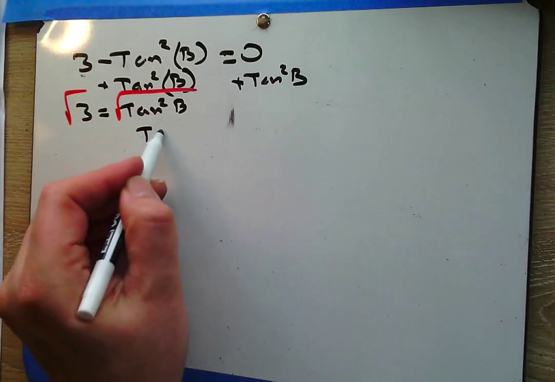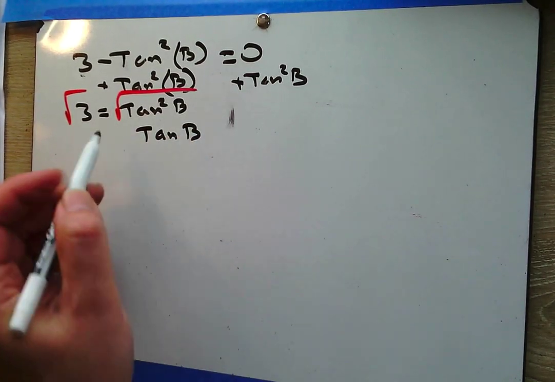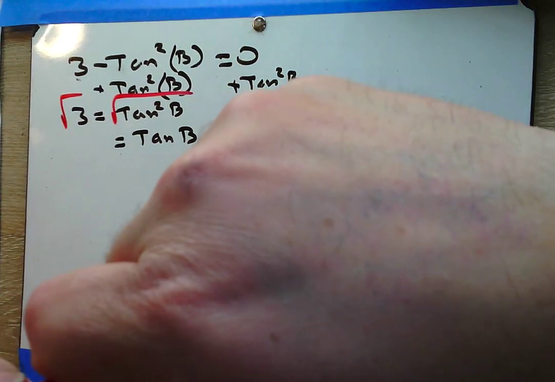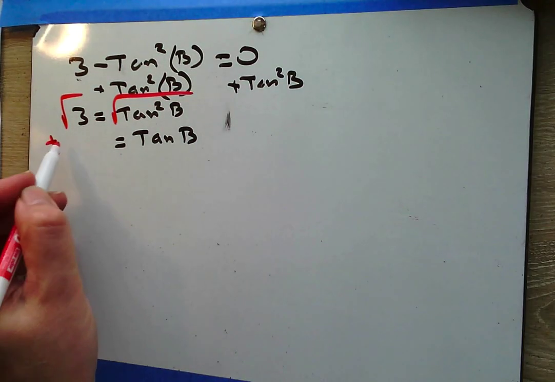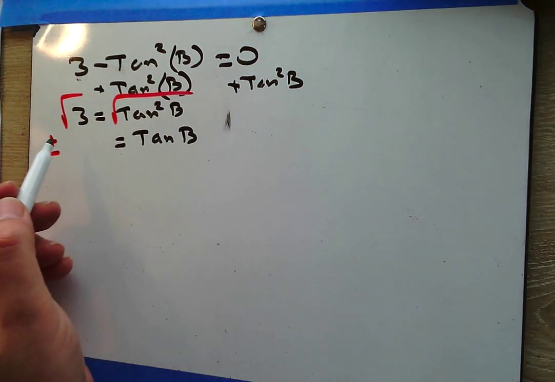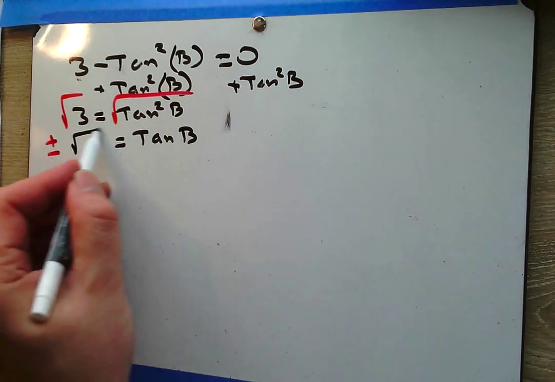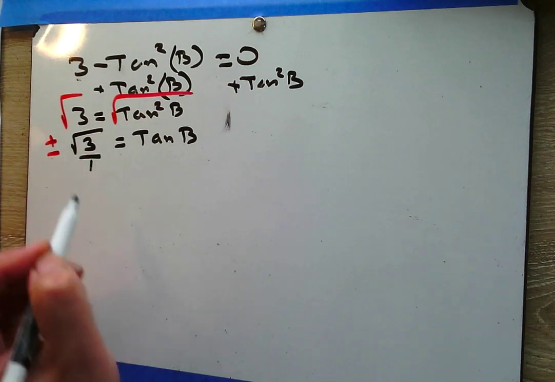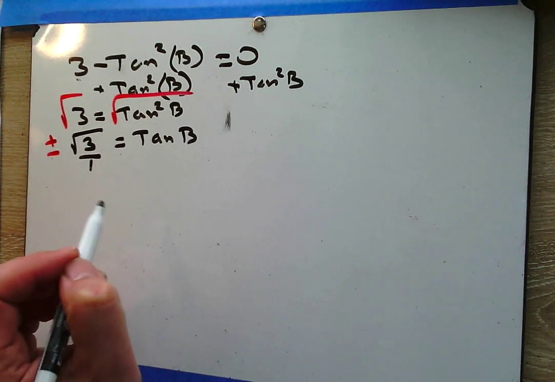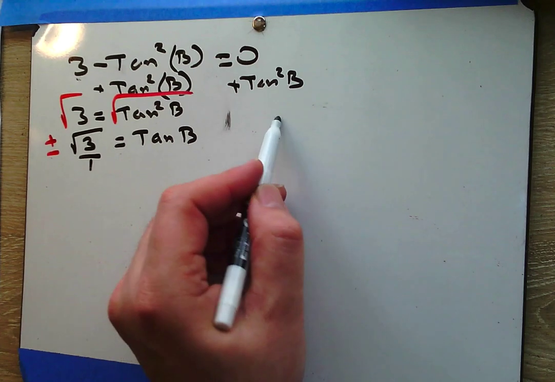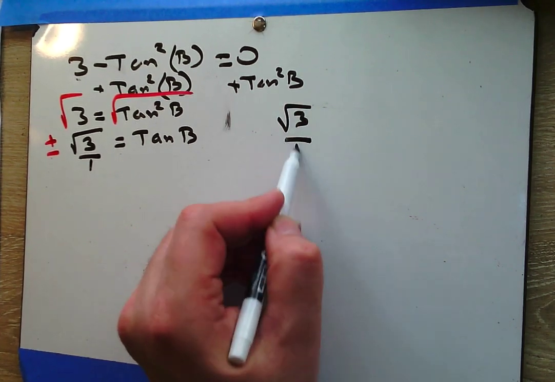What is it that happens over here? We get tangent theta. And what happens on the other side? Well, we know there's a square root, but don't forget the plus and minus. If you forget the plus and minus, you're going to be throwing away half the solutions. And we get root 3 over 1. Okay, so when is tangent root 3 over 1?